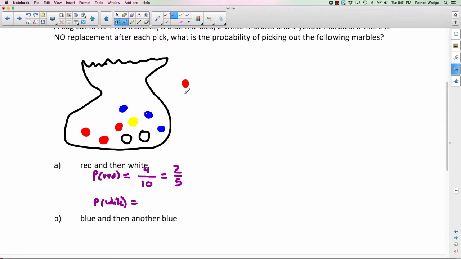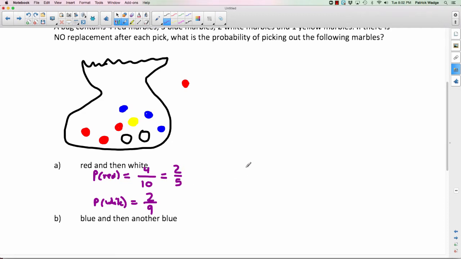So that happened. Now I want to know what's the probability of also getting a white. So we do the same thing again, same probability exercise, but we don't have 10 marbles in here anymore. Now we only have 9. Our total outcomes is 9. How many of them are favorable? How many are white? 1, 2. 2 over 9.